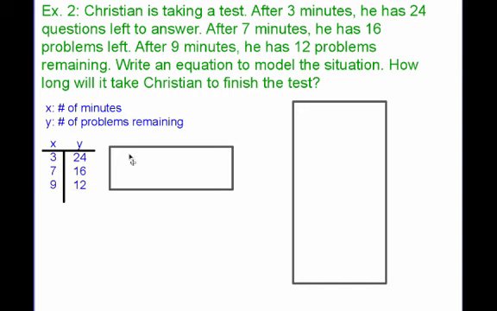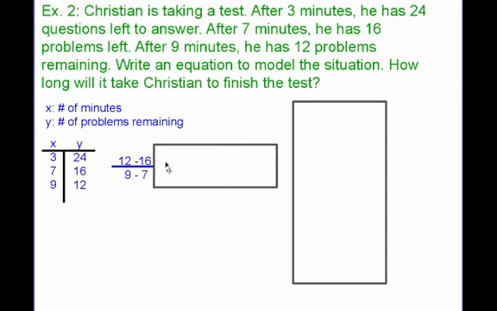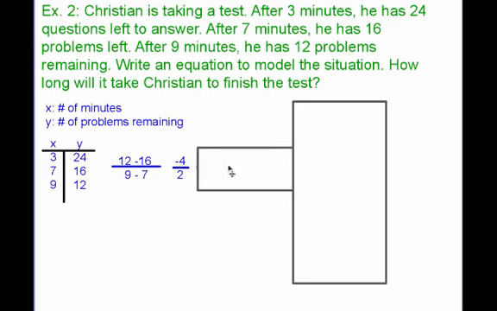And I'm once again going to go ahead and find the slope. So I'm just going to pick two values here. I picked (7, 16) and (9, 12), and I do 12 minus 16 divided by 9 minus 7, which is negative 4 divided by 2, which gives me negative 2.